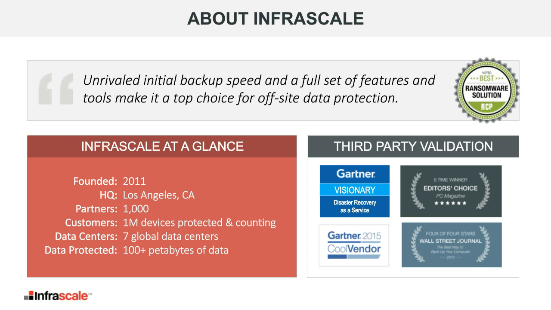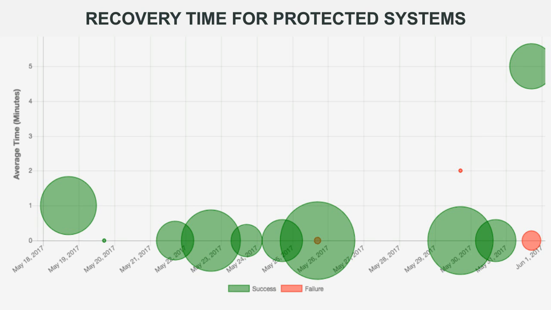About us as a company, we were founded in 2011. We are currently active in over 170 countries, and we have 15 globally dispersed data centers all over the world. We were named the best ransomware solution in 2017, and you see that badge here in the top right. We'll also talk a little bit more about some of the Gartner awards in just a moment. But I did want to show you the actual recovery time for MForScale protected systems.